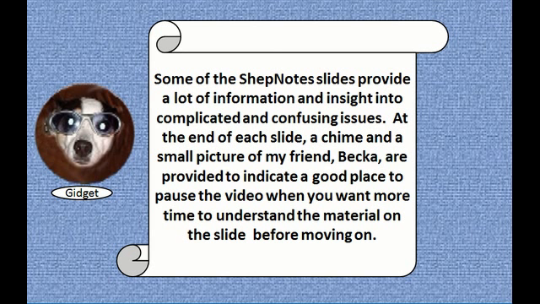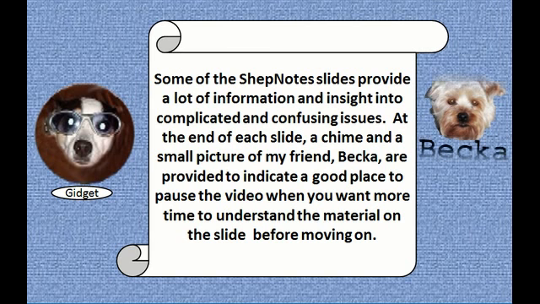Some of the shepNotes slides provide a lot of information and insight into complicated and confusing issues. At the end of each slide, a chime and a small picture of my friend Becca are provided to indicate a good place to pause the video when you want more time to understand the material on the slide before moving on.